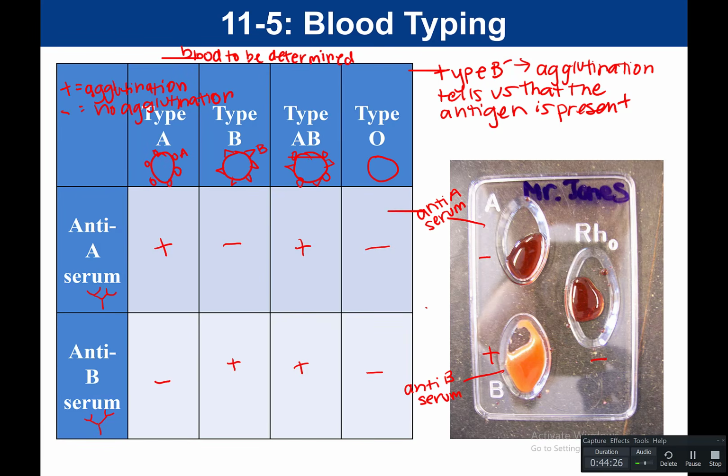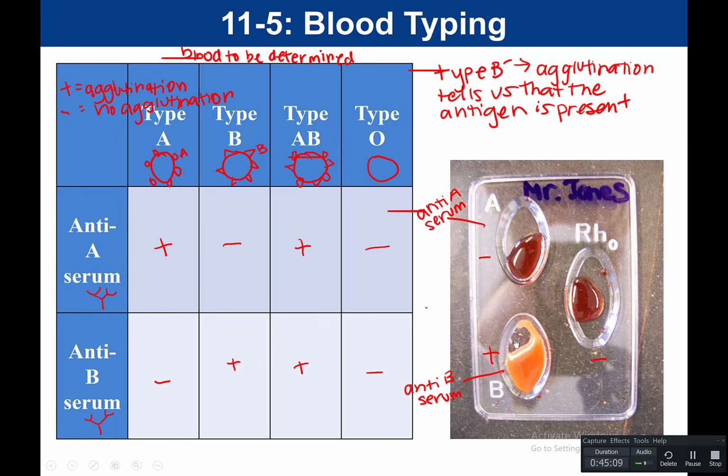So you want to be able to look at these diagrams or these blood typing depression plates and look for the agglutination, this clumping. Wherever we see agglutination, that means that antigen is present. So notice for A and B, these are anti-A antibodies or anti-A serum. If we mix that with Mr. Jones' blood, we don't get agglutination. That tells us that Mr. Jones does not have the A carbohydrate. But we do see agglutination with the anti-B serum, which means that there are B carbohydrates there.